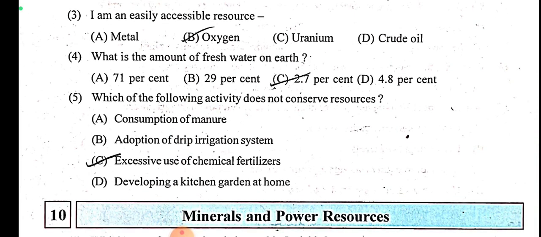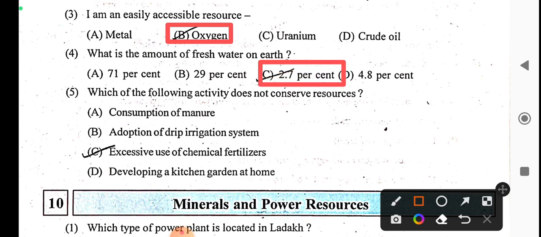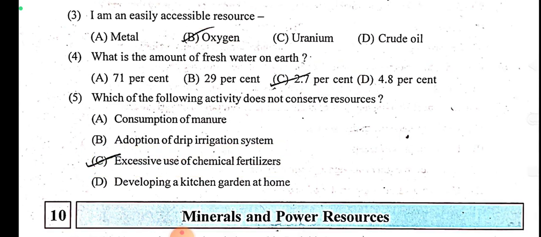I am an easily accessible resource. So, oxygen. What is the amount of the fresh water on the earth? 2.7%. Which of the following activity does not conserve the resource? So, excessive use of chemical fertilizer.